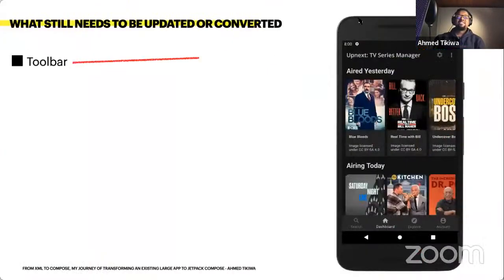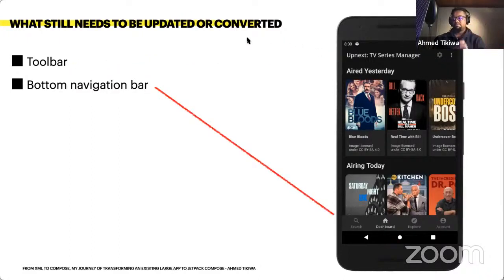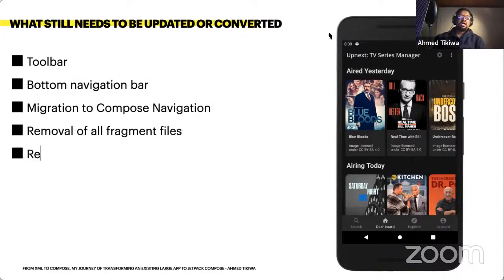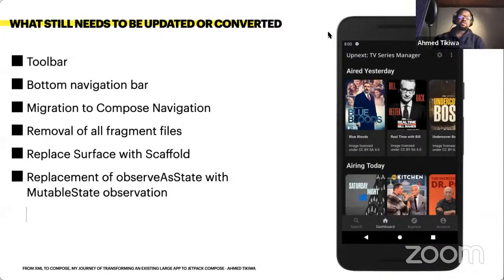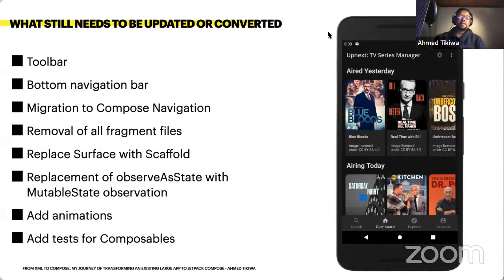So what still needs to be updated? As I mentioned previously, I'd like to update the toolbar to be a Jetpack Compose toolbar. I'd like to update the bottom navigation bar, migrate to Compose navigation, which I'm currently busy with actually. Then I'd like to remove all the fragment files. So once I've migrated to Jetpack Compose navigation, I no longer will need any fragments at all because all my screens will now be composables. So all fragments can then be removed.